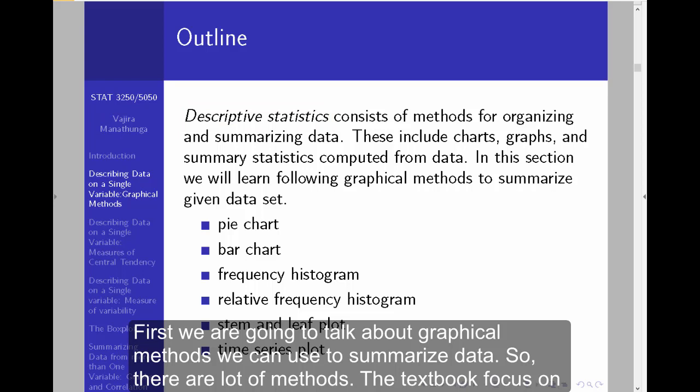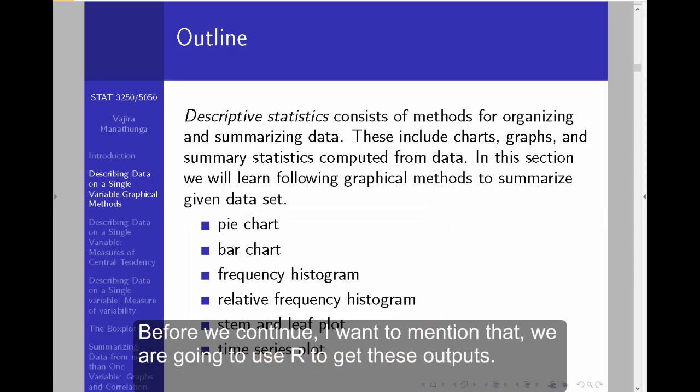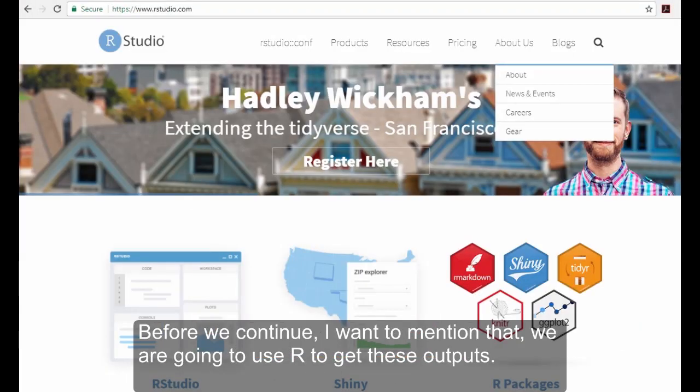So there are a lot of methods. The textbook focuses on pie charts, bar charts, frequency histograms, relative frequency histograms, stem and leaf plots, and time series plots. Before we continue, I want to mention that we are going to use R to get these outputs.